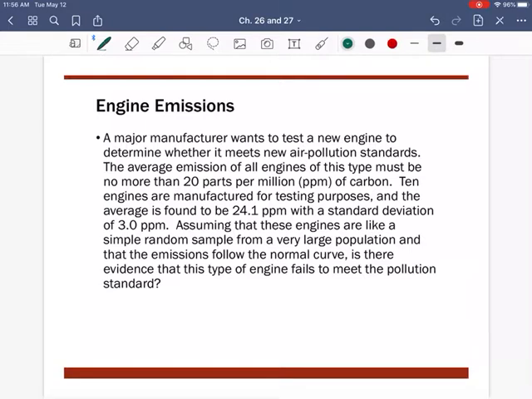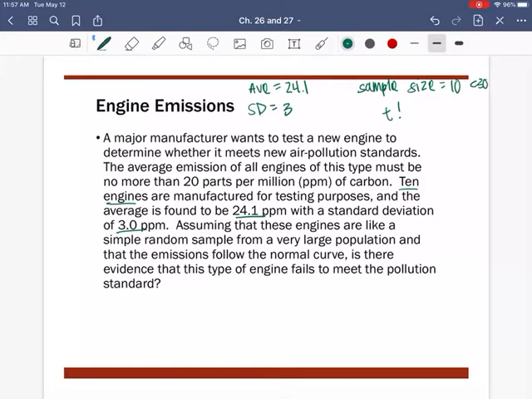Okay. Let's do a problem. A major manufacturer wants to test a new engine to determine whether it meets new air pollution standards. The average emission of all engines of this type must be no more than 20 parts per million of carbon. 10 engines are manufactured for testing purposes, and the average is found to be 24.1. Standard deviation is 3. Okay, so we know 3 things. The average is 24.1. Standard deviation is 3. And our sample size is 10, which is less than 30. So we get to use T.